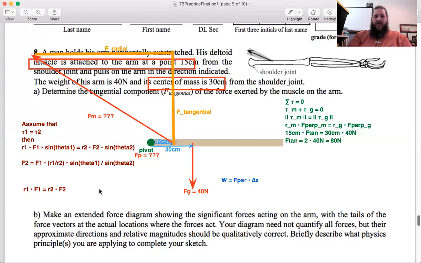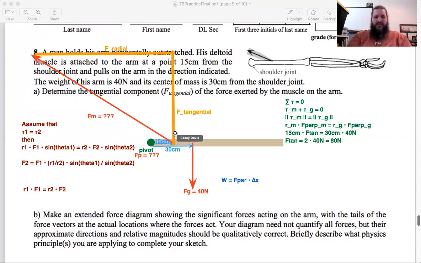Yes, if we wanted to draw the free body diagram, the extended force diagram, we would also want to draw in the force from the shoulder joint. We don't have to worry about it for torque, but if we do want to think of this as a complete force diagram, we've got the force from gravity, we've got the force from the muscle, and the force from the pivot should make all these add up to what? 0. Yeah, so these should all add up to 0.